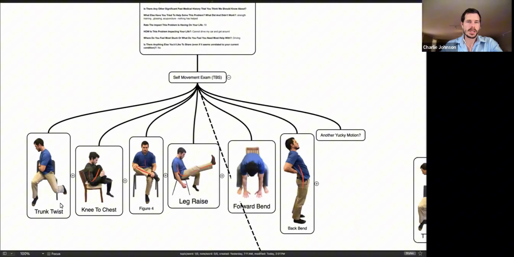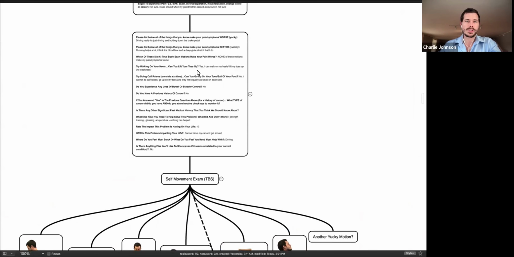Here are the motions that I have people go through. So this is the self-movement exam, the total body scan. I have people go through basically 6 motions, pretty much done on the right and left side of the body: the twist, knee to chest, figure 4, leg raise, forward bend, and backward bend, and then people can obviously add their own motion in there. And this gives a lot of information as far as what's going on. And again, we'll talk about how that helps us.